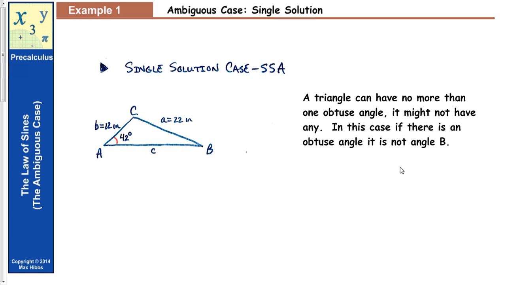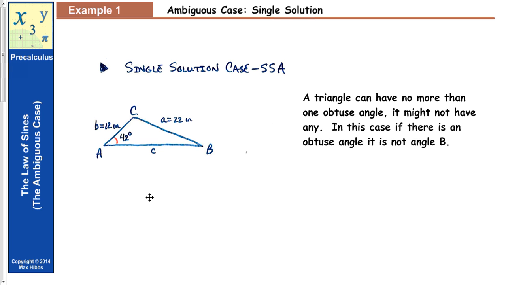Now, I just made a point here, and that's all it is, just for us to remember later on. A triangle can have no more than one obtuse angle. It might not have any, but in this case, if there is an obtuse angle, it's not angle B, is it? Because side B is smaller than side A, and angle A is 42 degrees, so side B has to be less than that. And my diagram makes it look that way, but that's one of the reasons I could draw my diagram this way, because I knew that information.